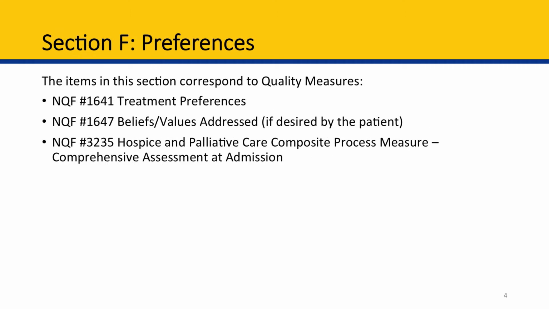The items in Section F correspond to 3 quality measures: NQF 1641 Treatment Preferences, NQF 1647 Beliefs, Values Addressed, if desired by the patient, and NQF 3235 Hospice and Palliative Care Composite Process Measure, Comprehensive Assessment at Admission.